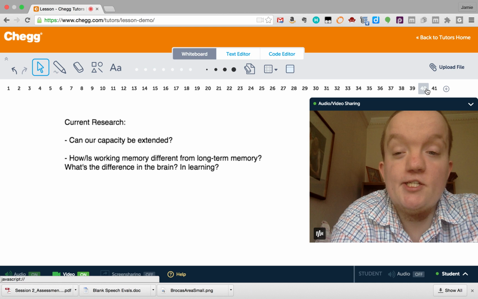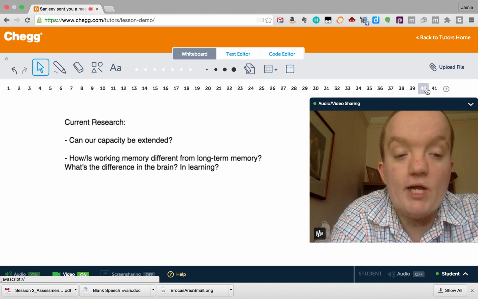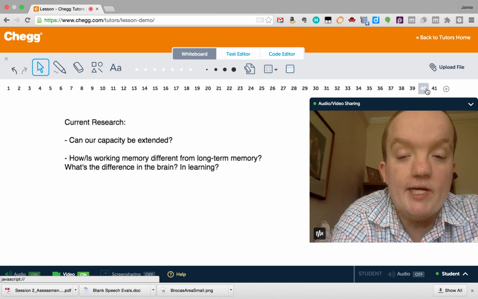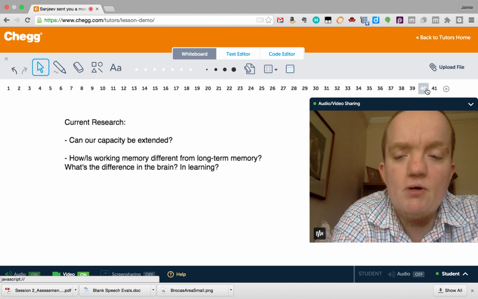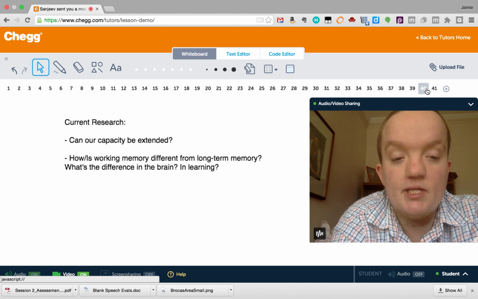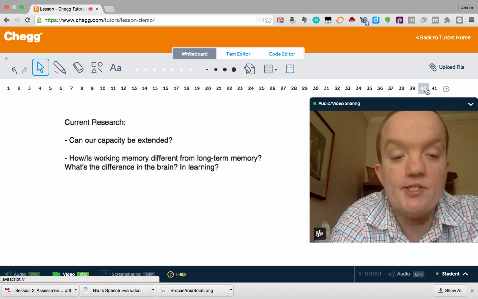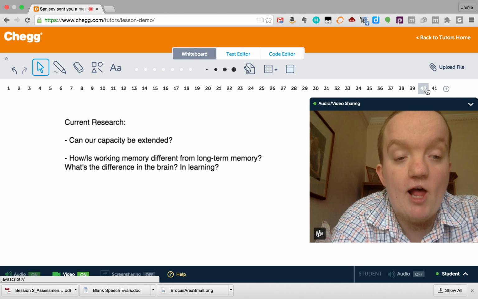Current research focuses on, can our capacity for working memory be extended? Is it really limited to 7 items? And how is working memory different from long-term memory? What's the difference in the brain via fMRI studies? Or what's the difference as it's applied to learning?